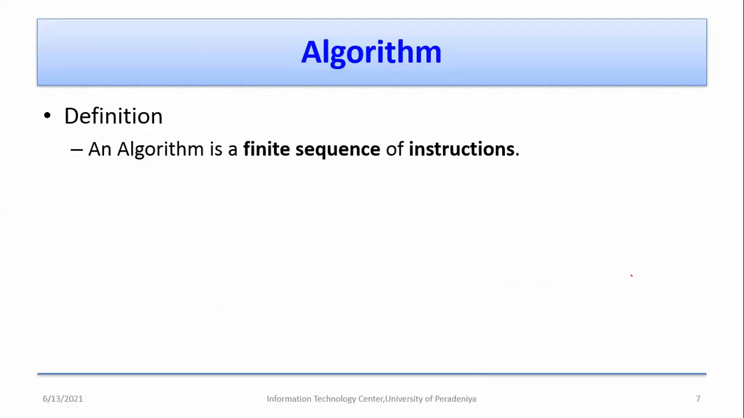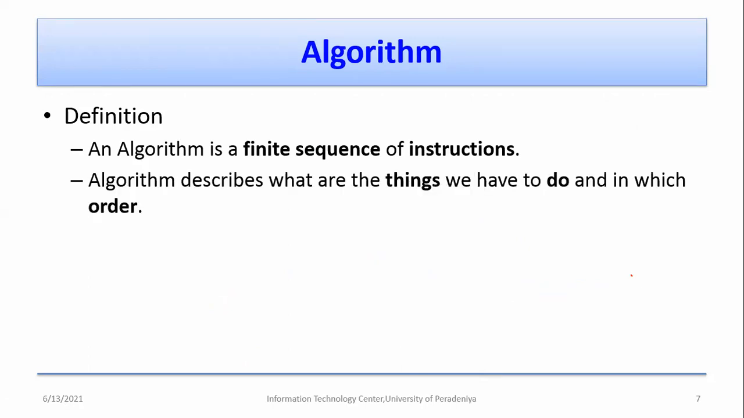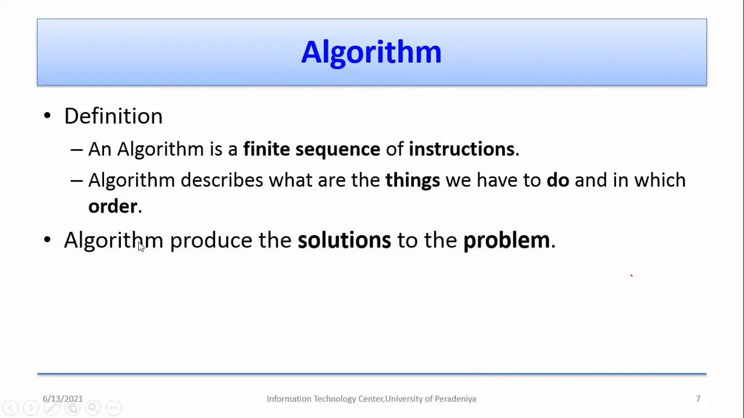Actually, an algorithm is a finite sequence of instructions. The algorithm describes what things we have to do and in which order. That is very important. Then the algorithm will produce the solution to the problem.